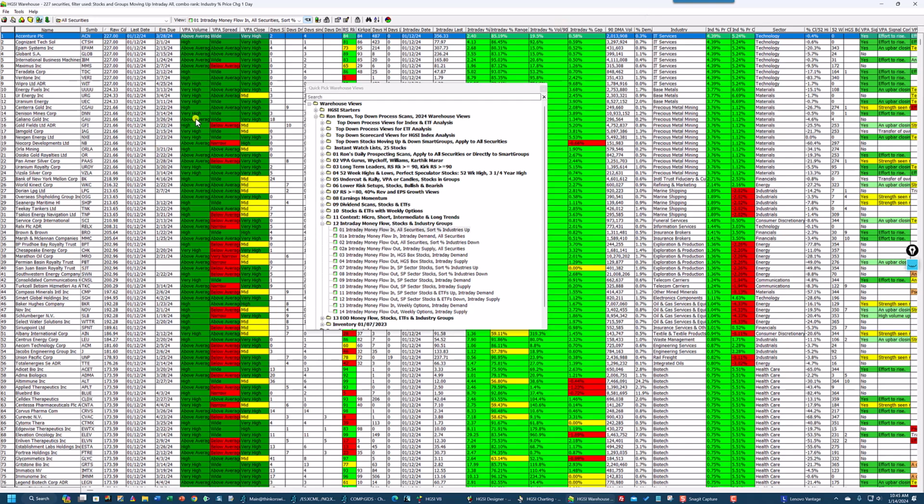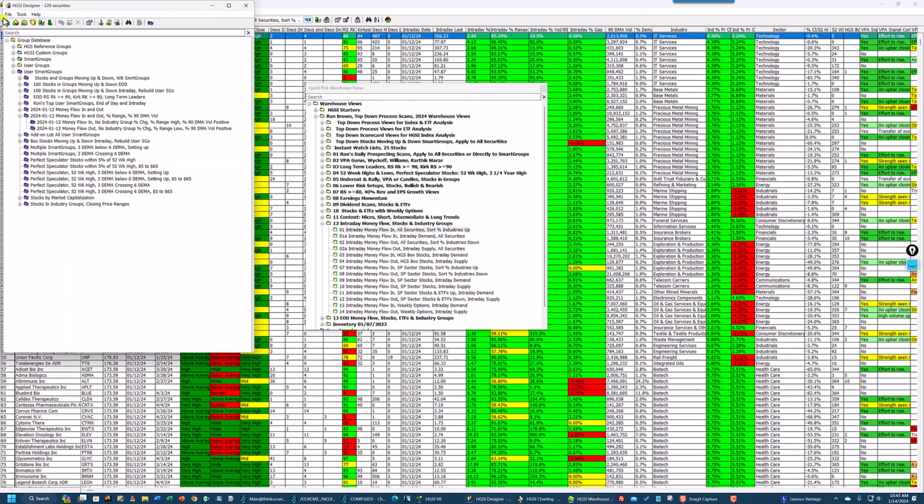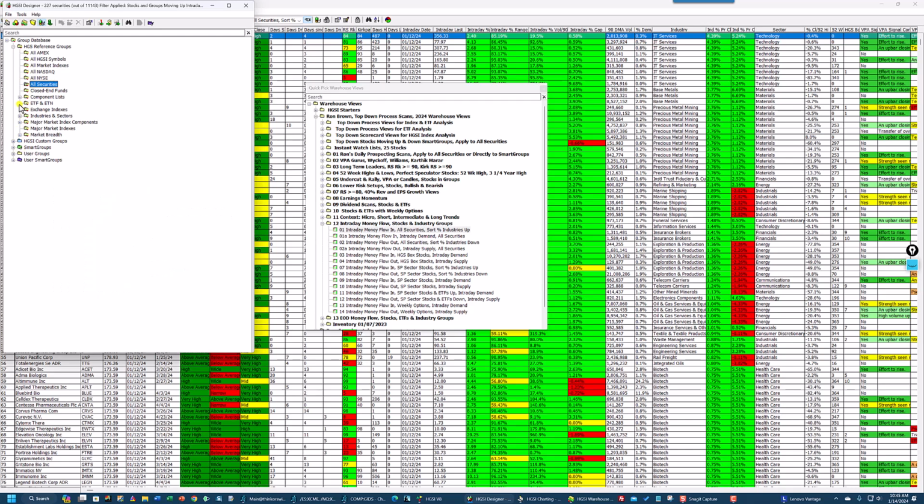If you rebuild these indexes during the day, which you should occasionally, you just go into the industries and select that. I'll go ahead and remove the filter. And then you can just go to your tools menu and rebuild indexes in groups. And that will give you the current industries, what they're doing intraday based upon the current stock prices. So it takes no time at all to do that.